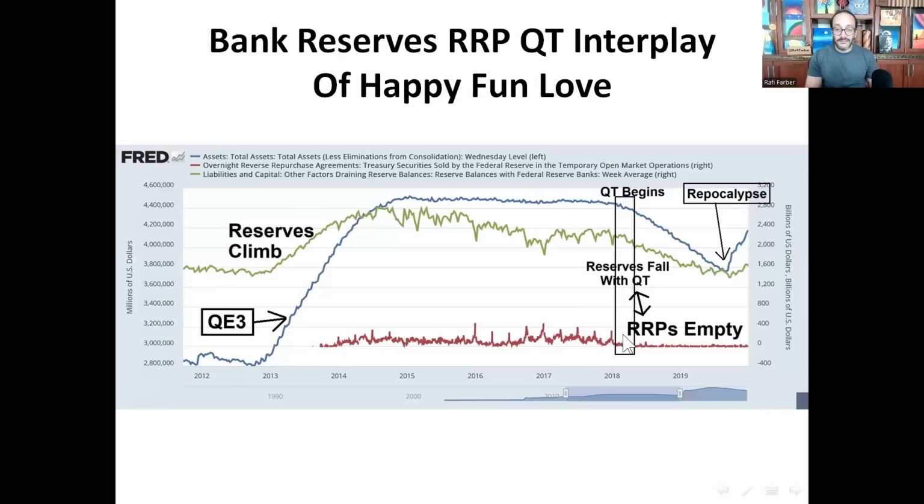And what happens to RRPs? They basically fall to zero at the beginning of the QT process in 2018. And then we have the Repocalypse going on September 2019. So as RRPs had emptied out at the beginning of QT last time, you can see bank reserves fall. Now we're going to zoom in on that and see how much they actually fell.